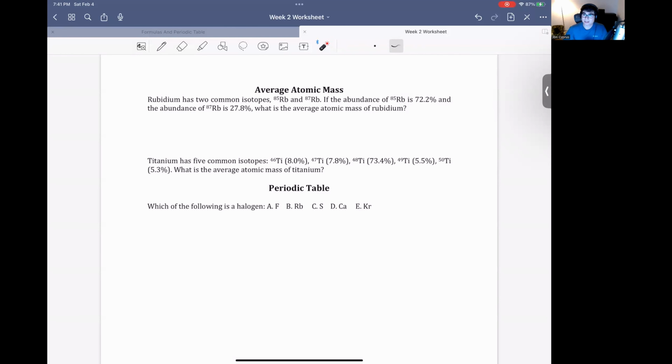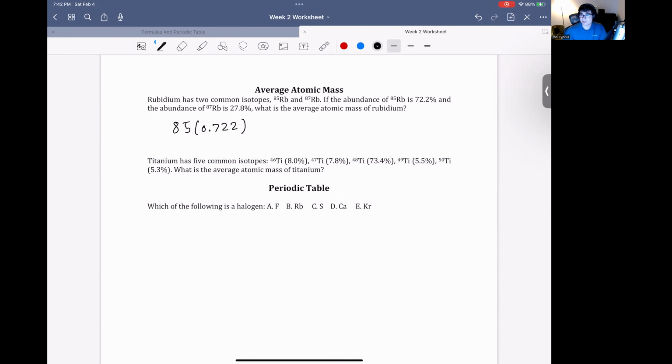So what you're going to do here is take a weighted sum, right? You can see here that clearly there's more rubidium 85 than rubidium 87. So how do you show that? You're going to take the atomic mass of the first rubidium, so 85, and multiply that by the decimal form of what percent abundance you have.